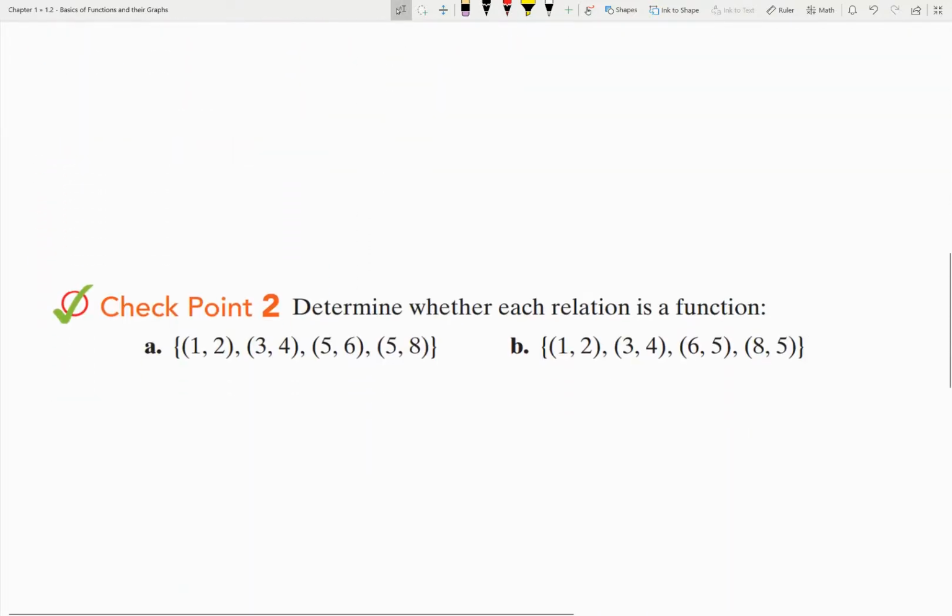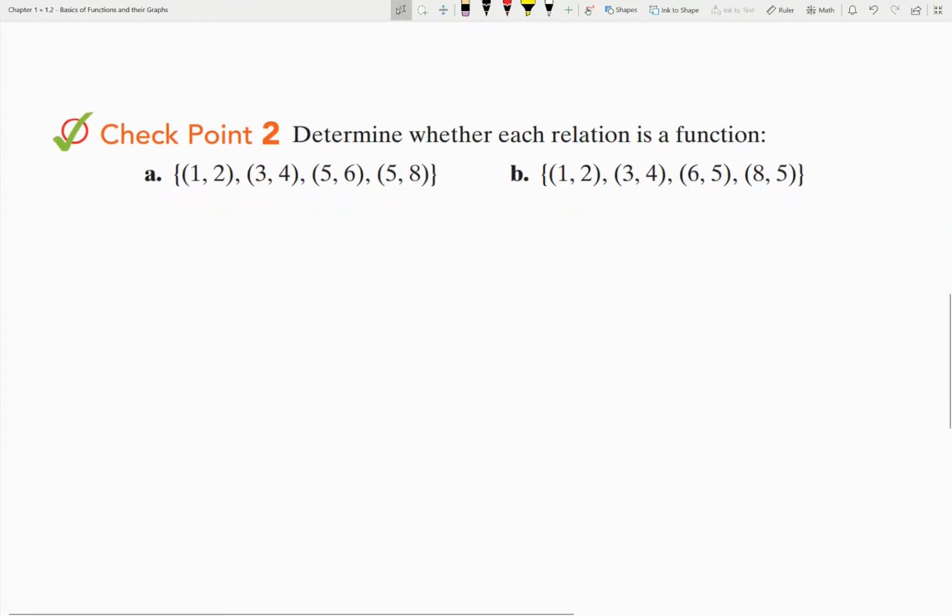Let's try our checkpoint. So when we look at these very carefully, focus on the x coordinates. So that is not a function. And this one, as we double check all four, yes, that one is a function.